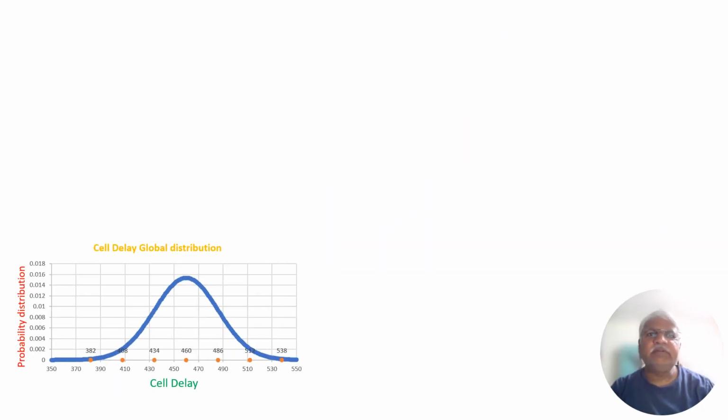Yeah, in the earlier ring oscillator based cell delay extraction, we have figured out that the 3 sigma point is 382. The mean is 460. The 3 sigma away point from the mean is 538. These are the values based on the earlier analysis. These are typical values, sample values.